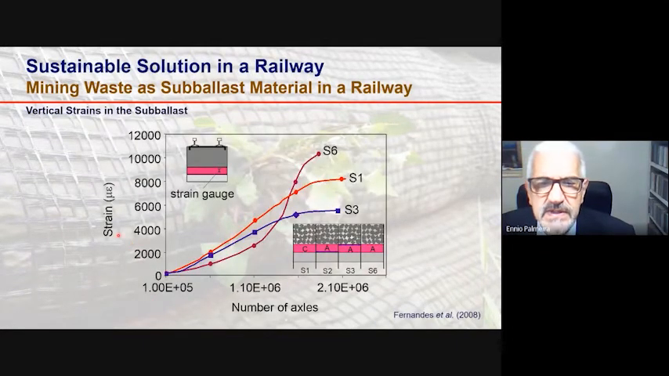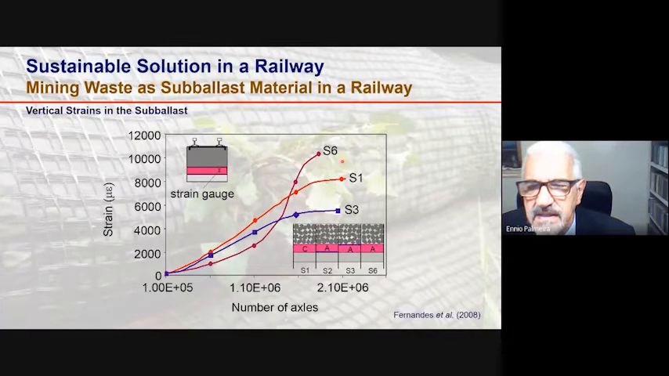Here you see some results in terms of vertical strains in the subballast as a function of the number of load axles that pass on the railway. So the red curve is the result for the reference section.